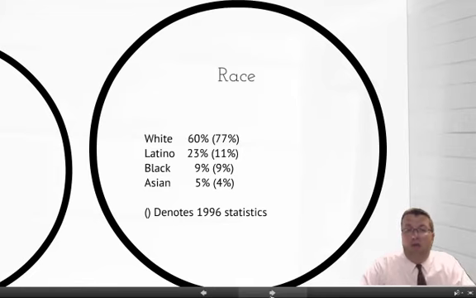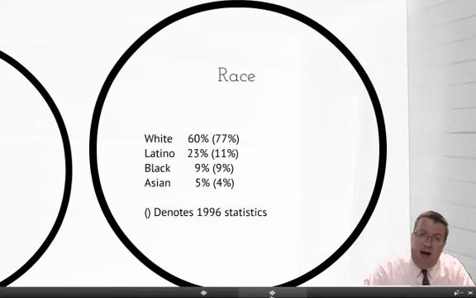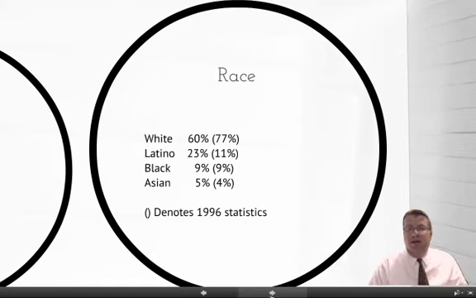When we talk about race or ethnicity breakdown, where we saw the big change is 77% of small business owners were white in 1996. That has dropped to 60%. And the big shift came directly from the percentage of Latino business owners, which went from 11% in 1996 up to 23%. And so we've seen a shift in that.